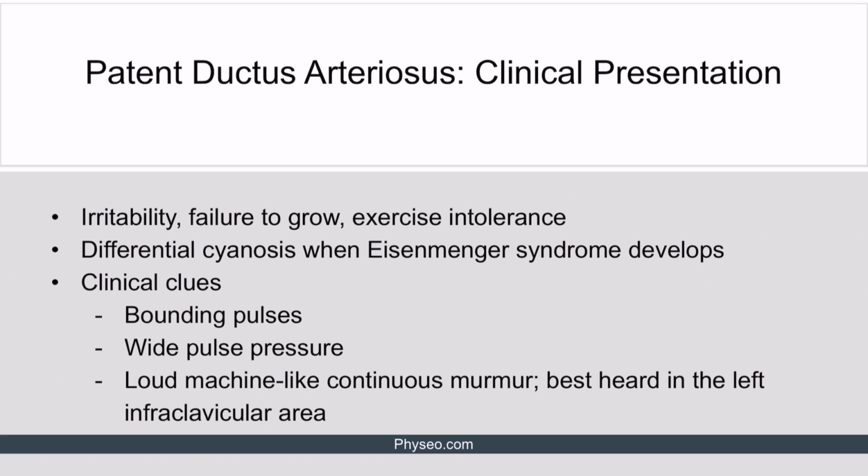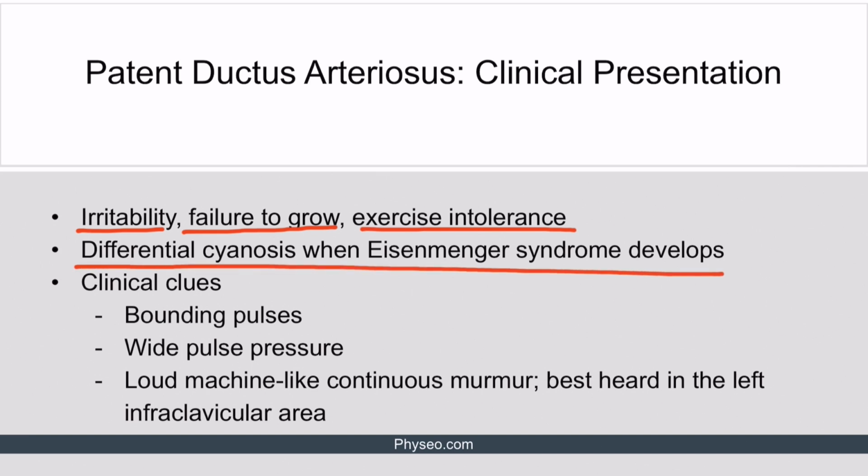PDA can be asymptomatic if it is small. However, larger defects can manifest with irritability, growth failure, and exercise intolerance. If it is not repaired, Eisenmenger syndrome can result, which is characterized here by differential cyanosis. This means that lower extremities are cyanosed while upper extremities are not. We have a few important clues to identify PDA on physical examination. They are bounding pulses, wide pulse pressure, and a loud, machine-like continuous murmur best heard at the left infraclavicular area.